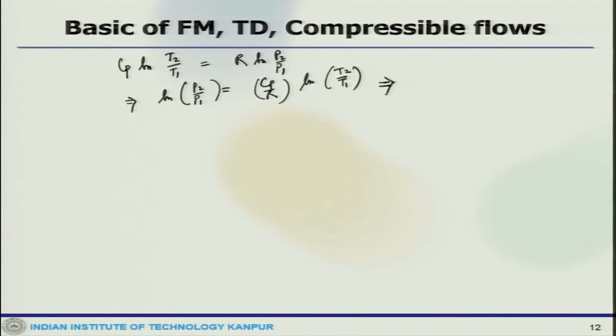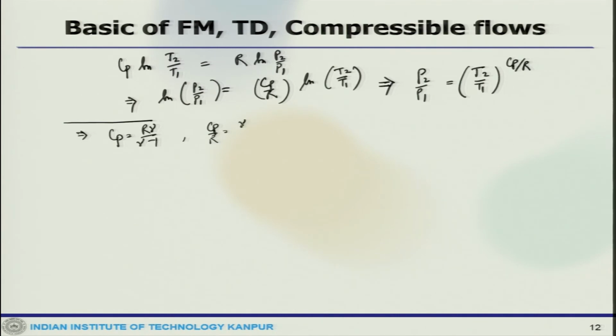So, that gives us back P2/P1 is (T2/T1) to the power Cp/R. These are the sort of relationships that one gets from this. Now, we have already seen some other relationships, like Cp is Rγ/(γ−1) and Cp/R is γ/(γ−1).